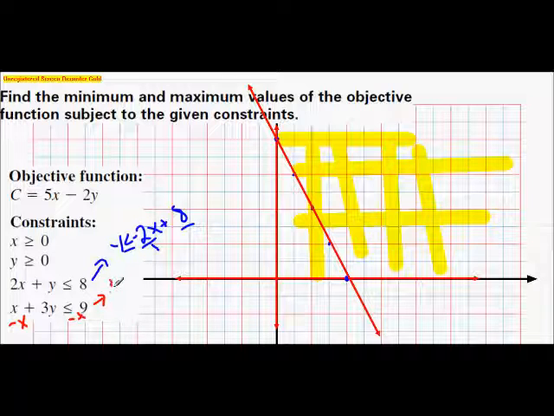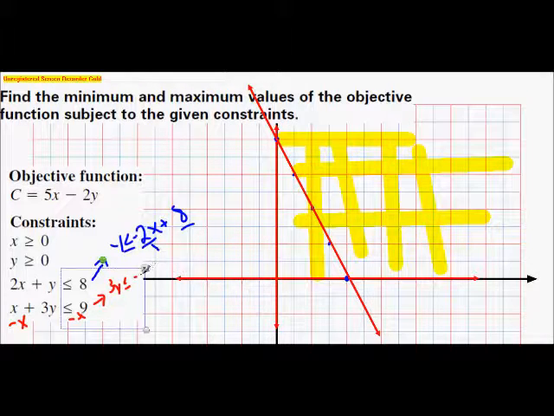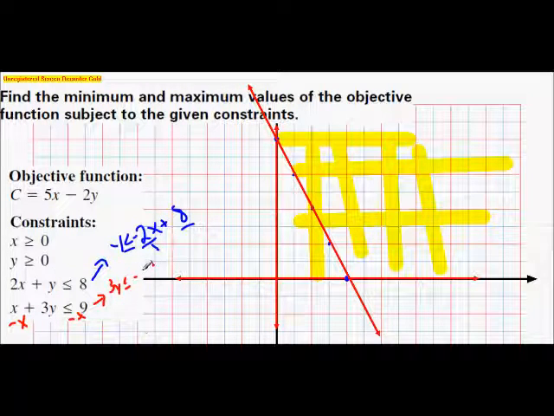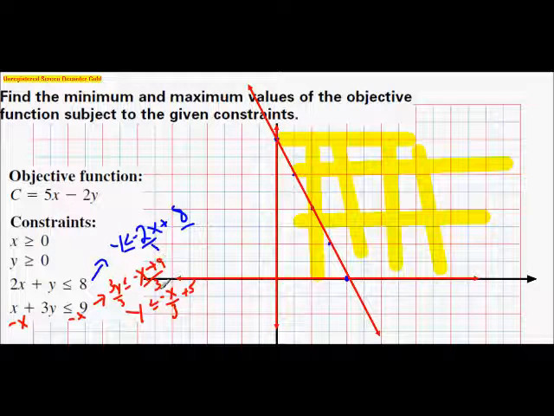So what I'm going to get is 3y is less than or equal to negative x plus 9. And then to get y by itself we're just going to divide by 3 on both sides. And so y is going to be less than or equal to negative x over 3 and then plus 3, right? 9 divided by 3.